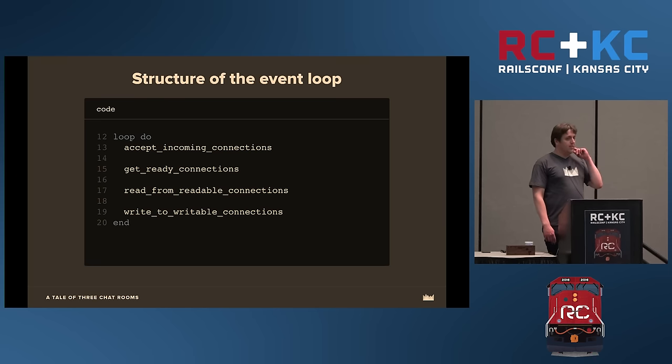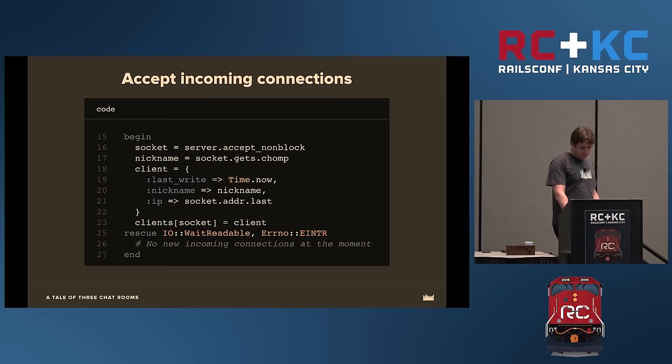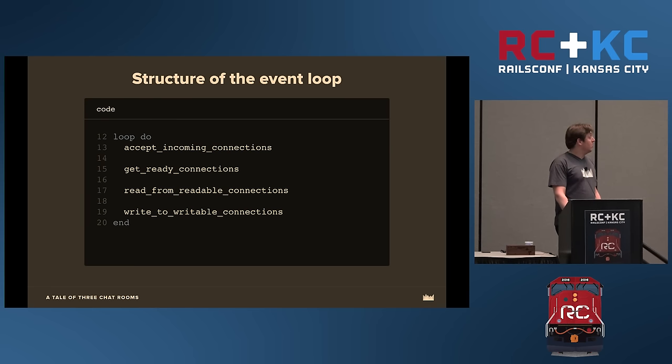And then we get to the actual event loop. So this is a fully functioning event loop. It just loops endlessly. It starts by trying to see if there are any new connections and storing these in the list of clients. Then it asks the operating system, do you have any connections that are ready for reading and writing? And then it reads from the readable connections and it writes to the writable connections. So we'll go over all four of these in a bit more detail now.